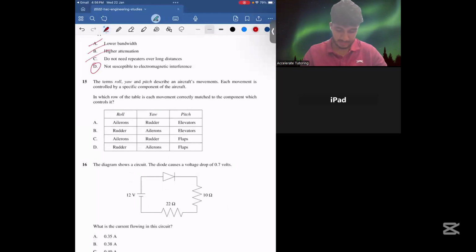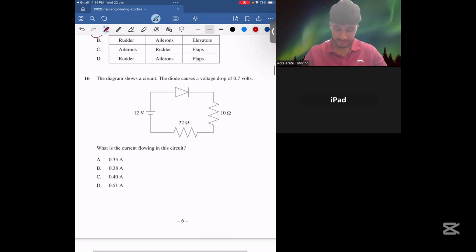Question 15 says, the terms roll, yaw, and pitch describe an aircraft's movements. Each movement is controlled by a specific component of the aircraft. In which row of the table is each movement correctly matched to the component which controls it? Automatically, we can see that our most correct answer would be A. The ailerons are in charge of the roll of an aircraft, the rudder is in charge of the yaw, and the elevators of the aircraft are in charge of the pitch.